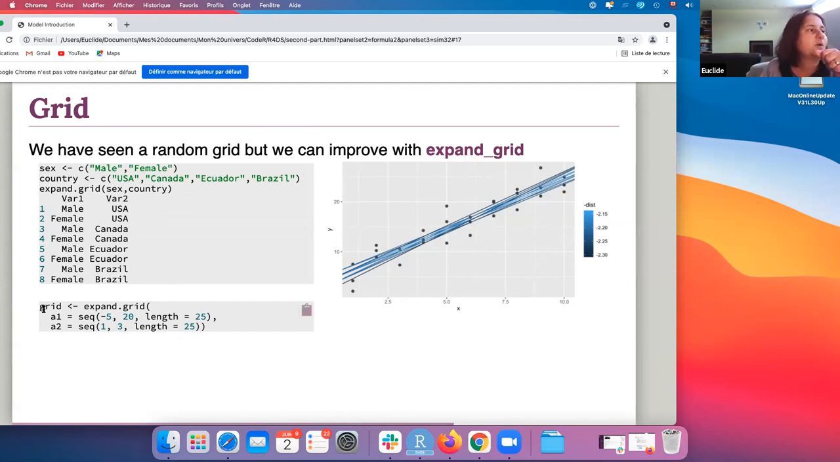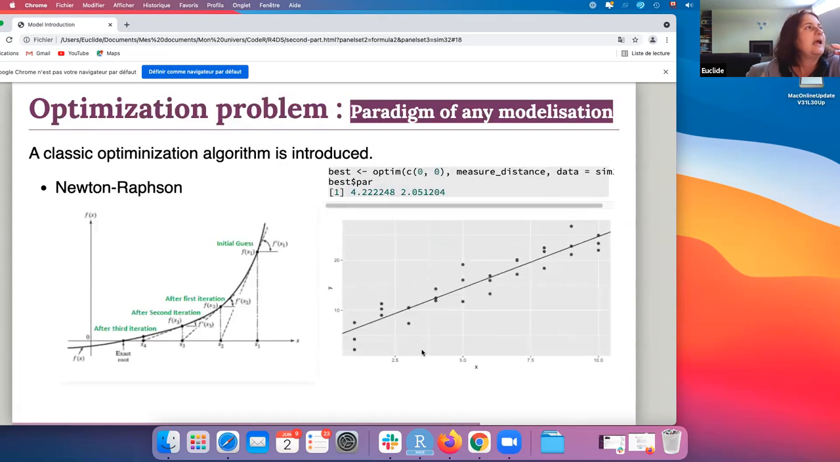And so now we are using expand.grid for this one, basically because we have 25 times 25 observations. This part is clear for expand.grid, because we can use it for other work. Now that we have a more granular grid, our predictions work better, but it's exactly the same work that we did at the beginning. We are just trying to test all our parameters to find the best line.